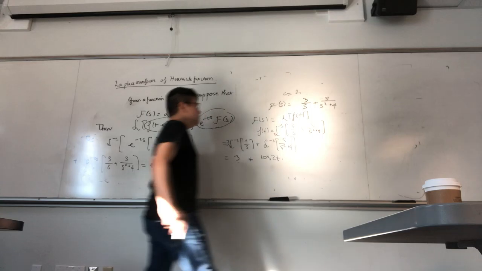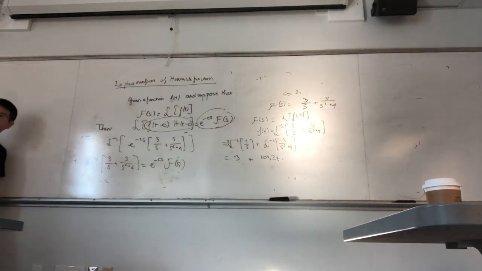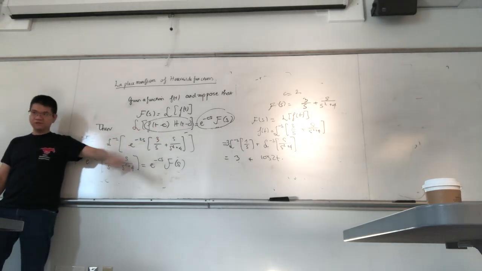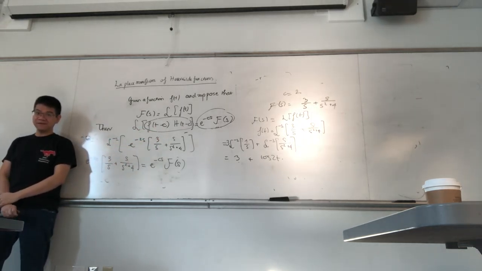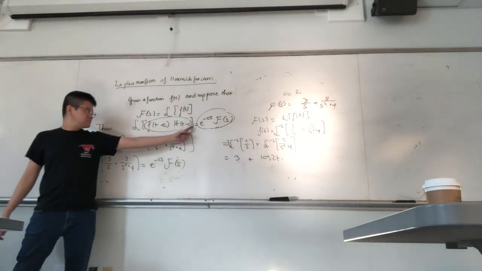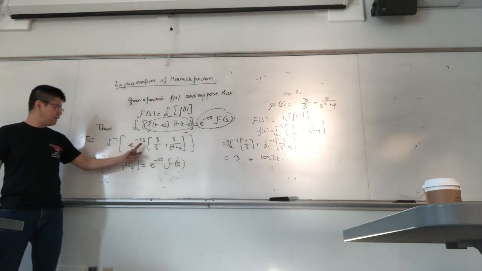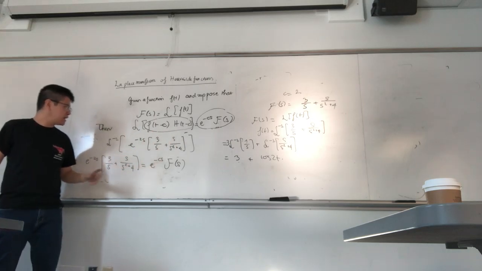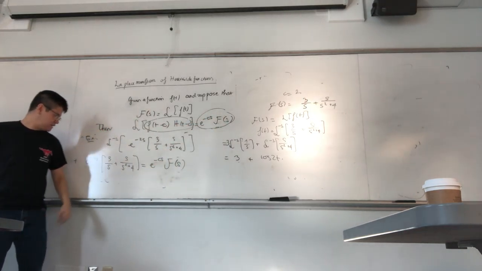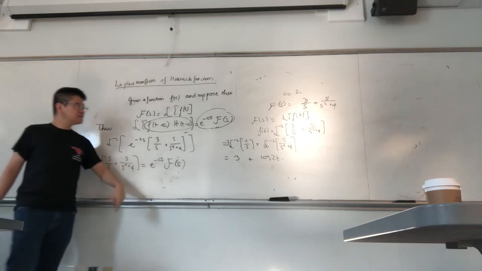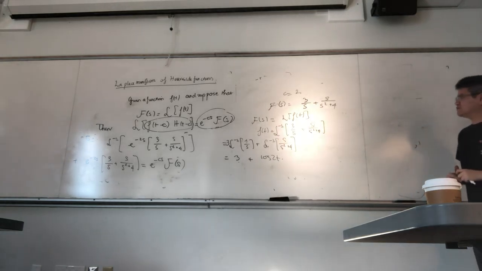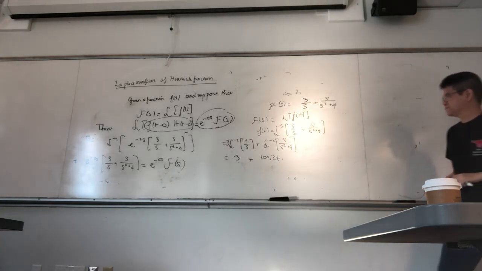All right, I explain again. Again, I'm going to have to use this formula to compute the inverse Laplace transform, right? So here I have e to the power minus 2s times this guy, and I have to identify that with the right hand side, which is e to the power minus cs times F of s. So I can see clearly that c has to be 2, and this capital F is 3 over s plus s over s squared plus 4.